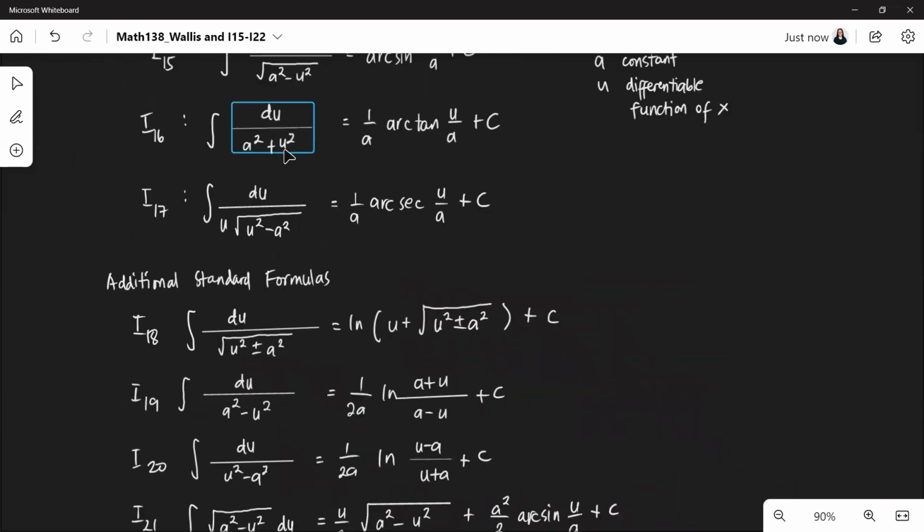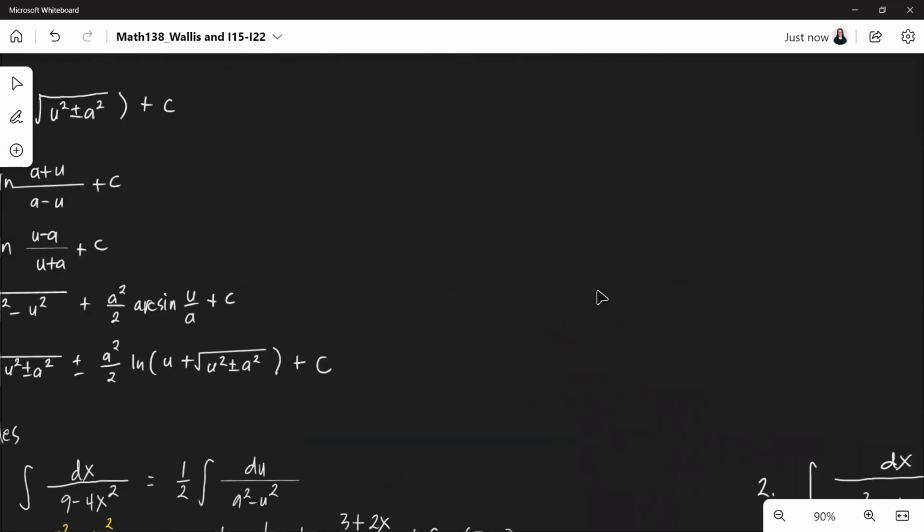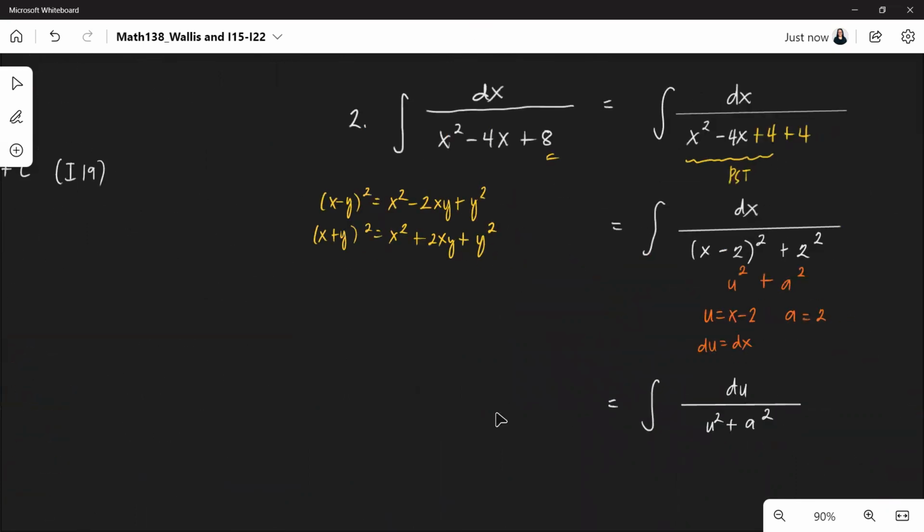All right. Again, we can write it as u squared plus a squared because it's addition. So the answer is 1 over a times arctangent of u over a, plus c, according to I-16.